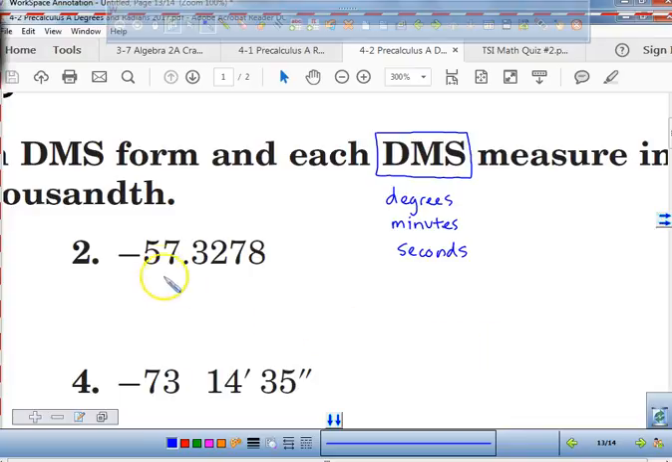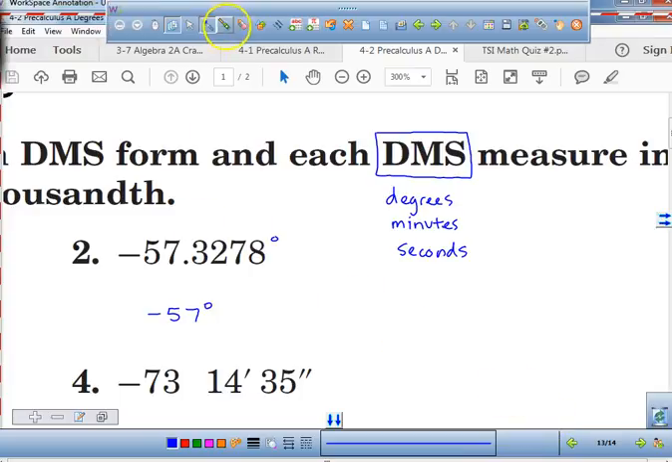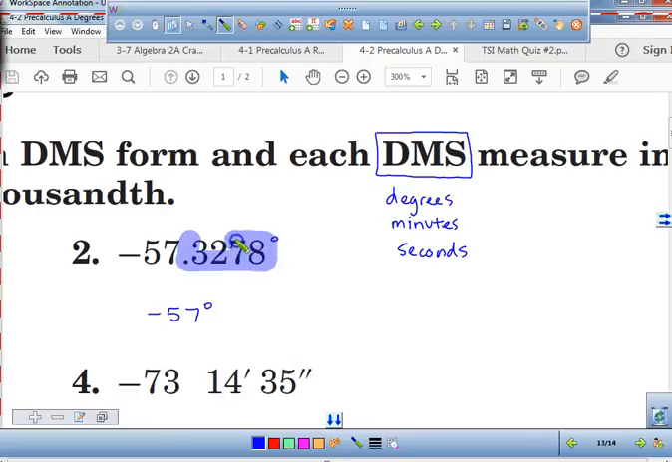Here we go. Right now, this is negative 57.3278 degrees. So right now, you know you totally have negative 57 degrees, for sure. We have negative 57 degrees. Now, we need to figure out how many minutes this decimal is.